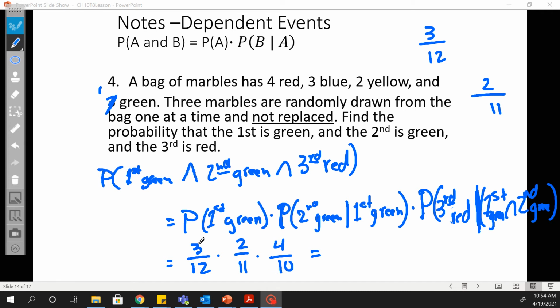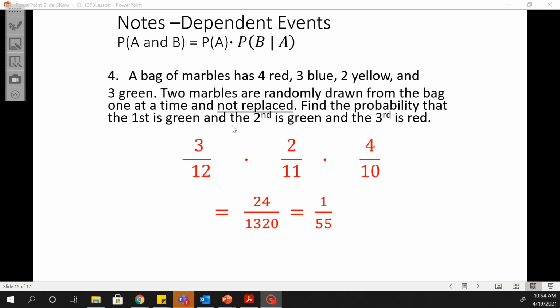So it looks like we'd have a 1 over 55 chance of that happening. 3 over 12 times 2 over 11 times 4 over 10, 24 over 1320, which is 1 over 55. That's the probability that the first one is green and the second is green and the third is red.